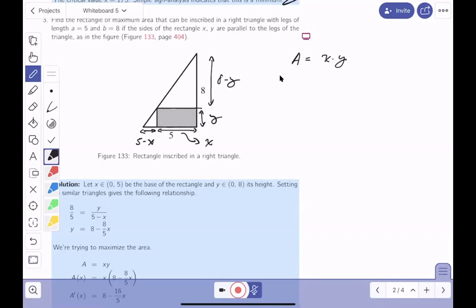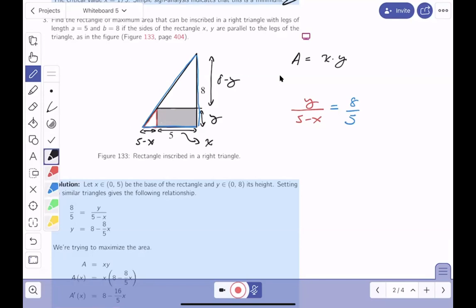I see similar triangles over here. So this triangle here, whose ratio would be y over 5 minus x, is similar to this triangle over here, which means it would equal the same ratio, and that would be x over, well, that whole length is 5, right? So that would be 8 over 5. So now I have a relationship between x and y.